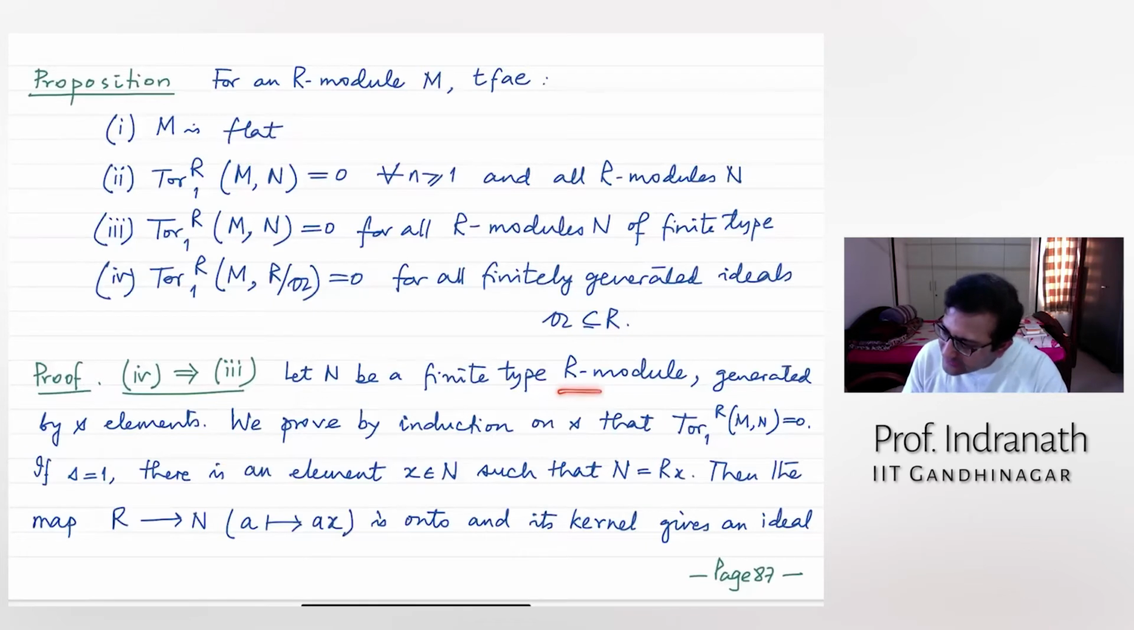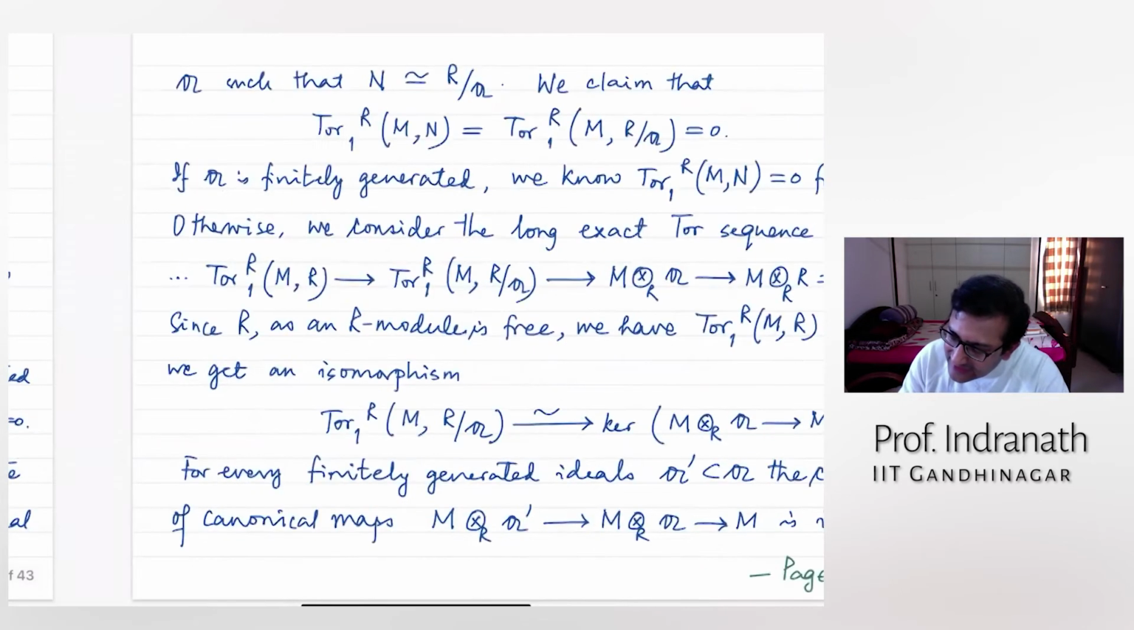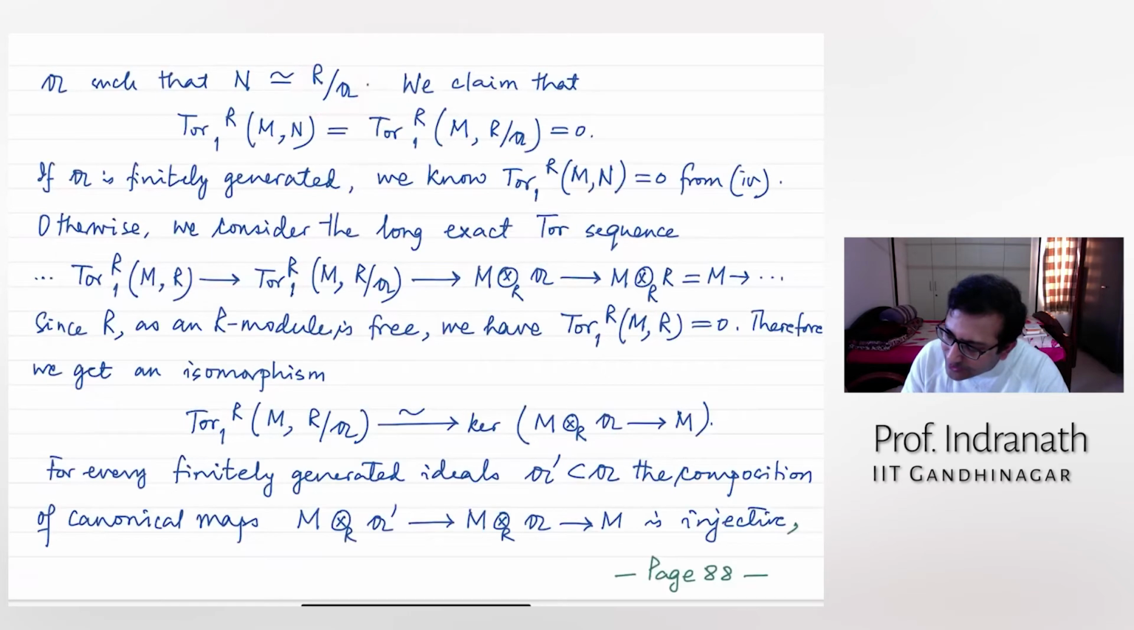So you have a finitely generated R module generated, let us say, by s elements, and the proof is by induction on s. Okay, so assume that Tor1 of M, N is 0. First we do it for s equal to 1. So x generates N, suppose. Then you have this map, this is onto, and the kernel gives an ideal A such that N is isomorphic to R mod A.